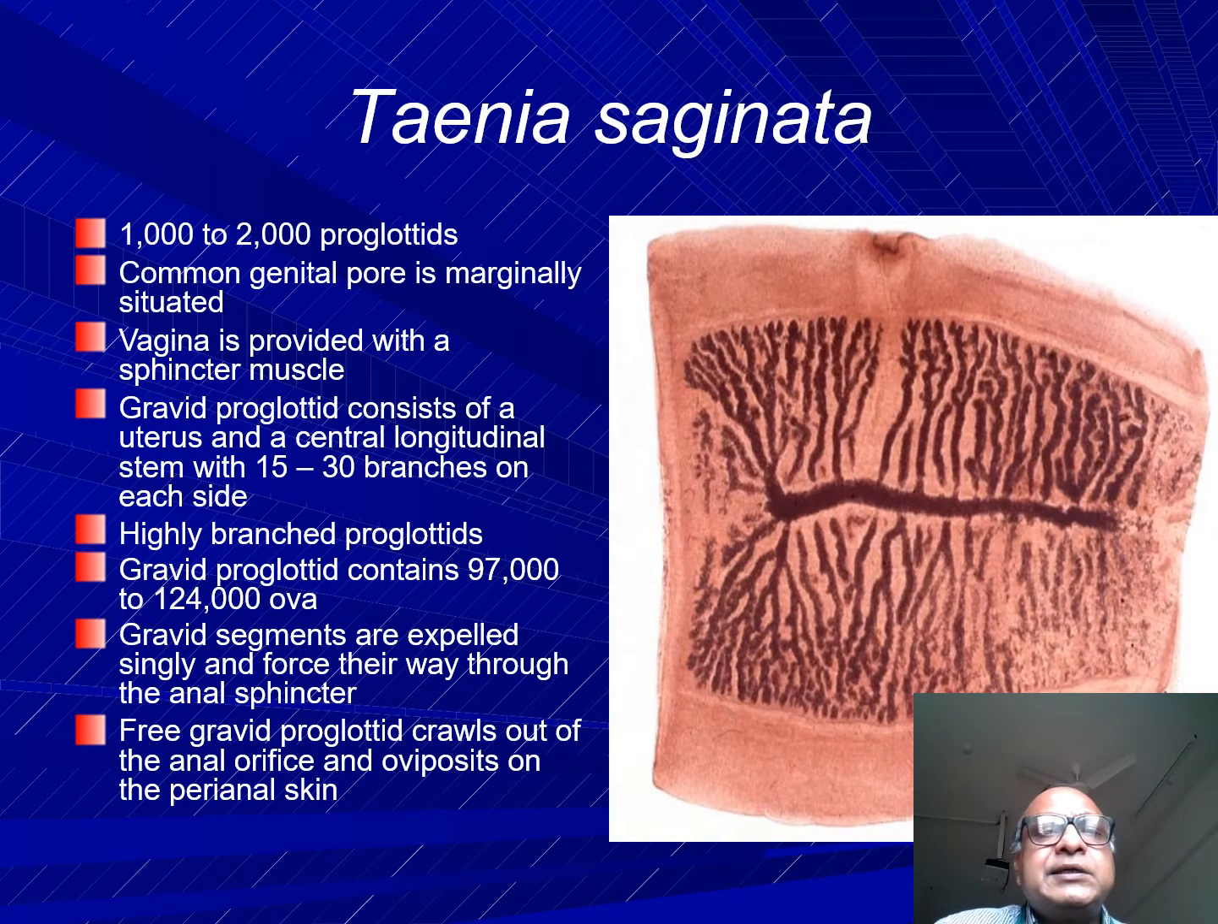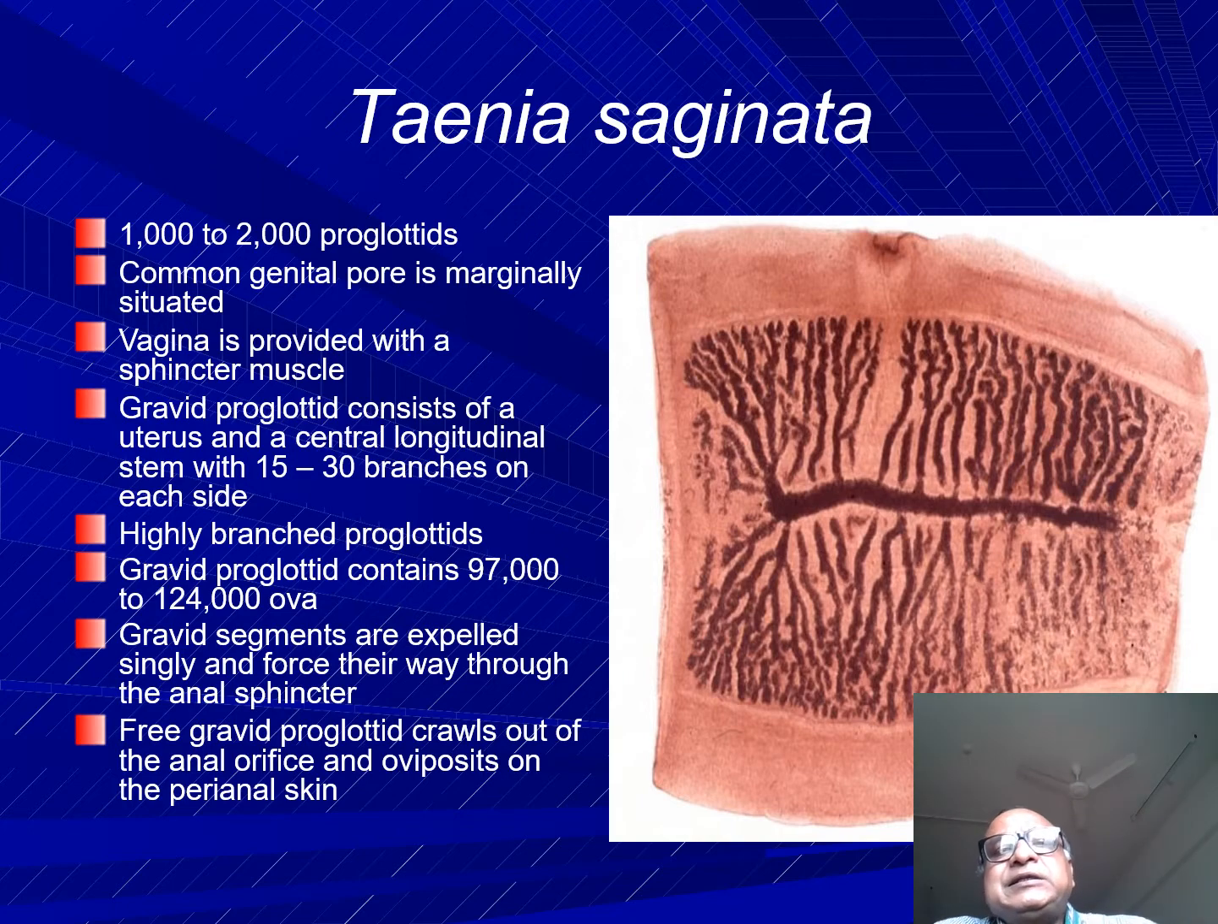There are certain characteristics of the proglottids of Taenia saginata. It is customary to differentiate it from the Taenia solium. A very easy method to remember is that Taenia saginata is a beef tapeworm. Taenia solium is a pork tapeworm. Pork means swine, which is smaller than the cow. So the smaller the host is, the smaller is the parasite.